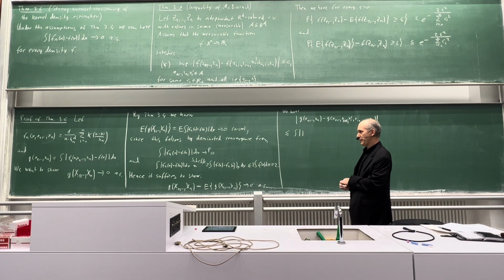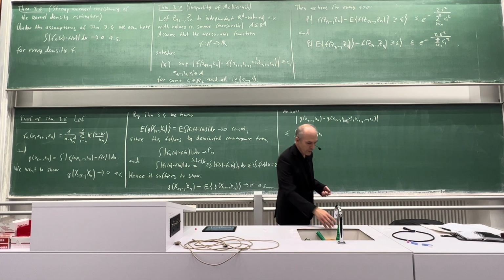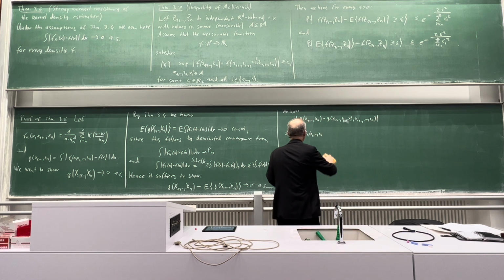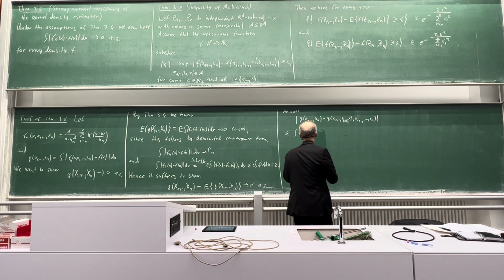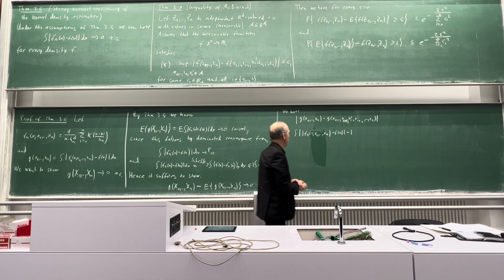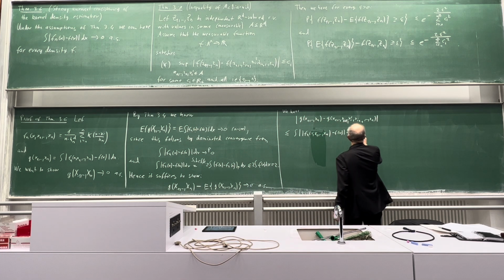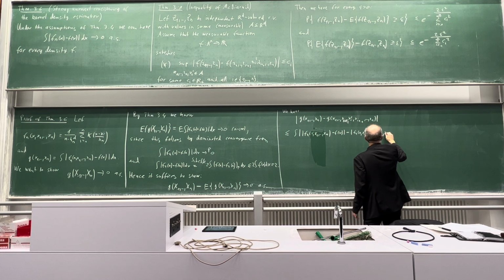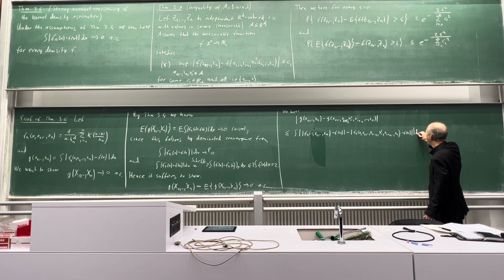So I get the integral of the absolute value of fn of x, x1 to xn, minus f of x, minus the same, but this time fn of x, x1 to xi minus 1, xi prime, xi plus 1, xn, and the absolute value dx.